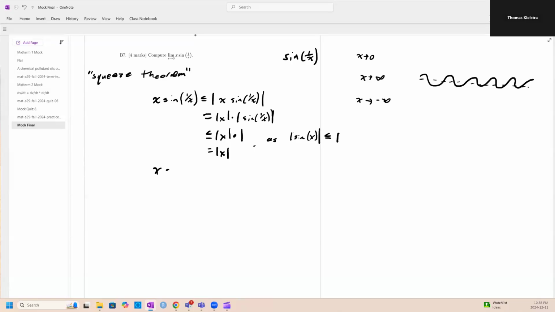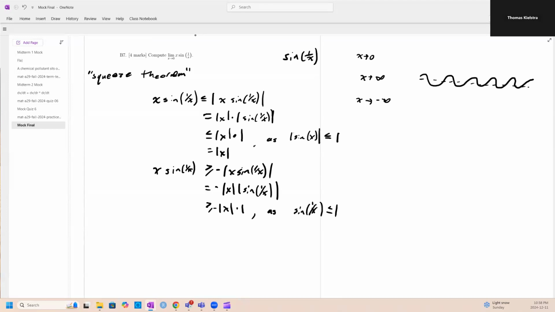Also, x sine 1 over x is greater than or equal to minus the absolute value of x sine 1 over x, which equals minus the absolute value of x times the absolute value of sine of 1 over x, which is greater than or equal to minus the absolute value of x times 1, as sine of 1 over x is less than or equal to 1, which equals minus the absolute value of x.